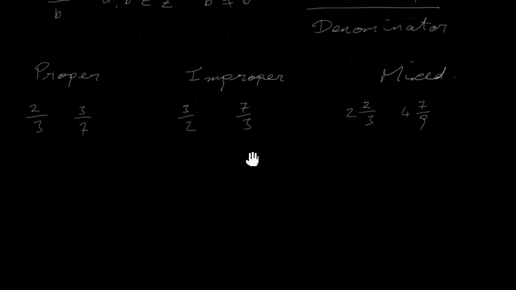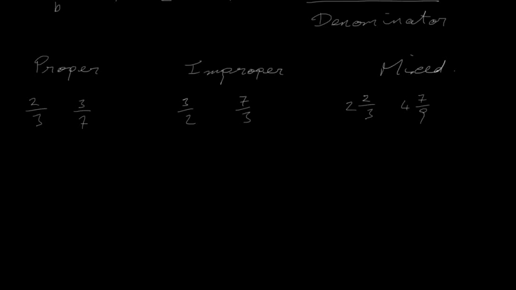Now, just looking at improper and mixed fractions again. So let's look at an improper fraction first. I'm going to look at these two here. If you take 3 over 2, this line here means 3 divided by 2. So if you divide 3 by 2, 2 will go into 3 once, but you'll have 1 left over. So it's 1 over 2 left over. So it's a half. It goes in once and a half left over.